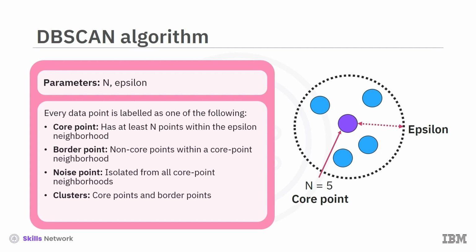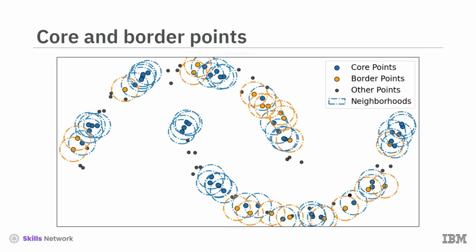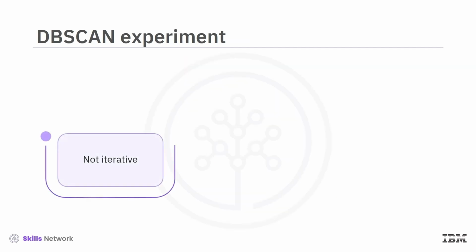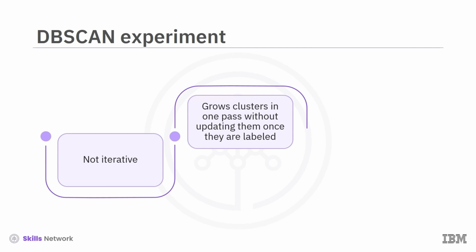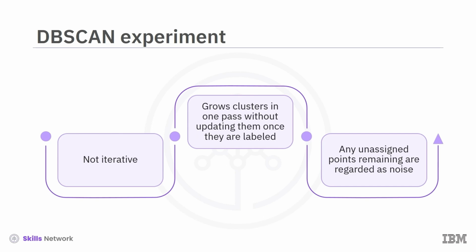Clusters are grown from core points by including their neighbors. Although border points are assigned to the same cluster as their associated core points, they are not as densely connected. Here, you can see a simulation of how DBSCAN labels points. The data consists of two noisy sets of points created with the half-moons function from scikit-learn. Consider the following. Core points are labeled in blue, and each has at least n equals 4 neighbors within its epsilon radius. Border points, labeled in orange, are points that belong to the neighborhood of their nearest core point, but don't have enough nearby points to qualify as core points. Border points exist in the outer reaches of the core neighborhoods. DBSCAN is not iterative. It grows clusters in one pass without updating them once they are labeled. Any unassigned points remaining are regarded as noise.